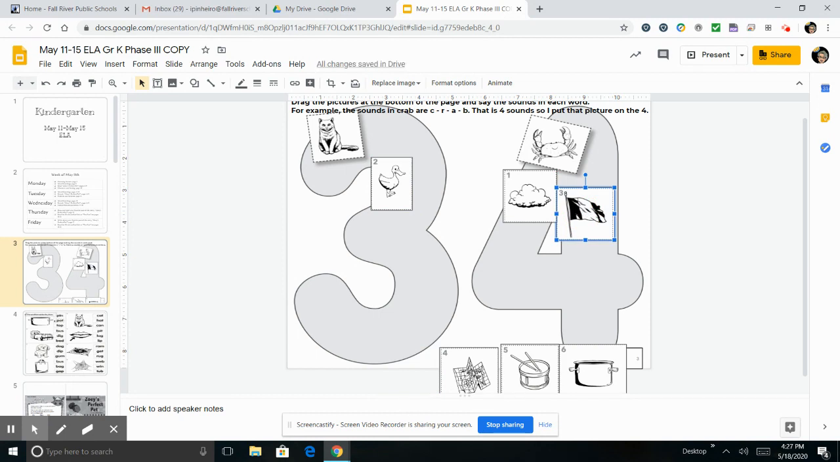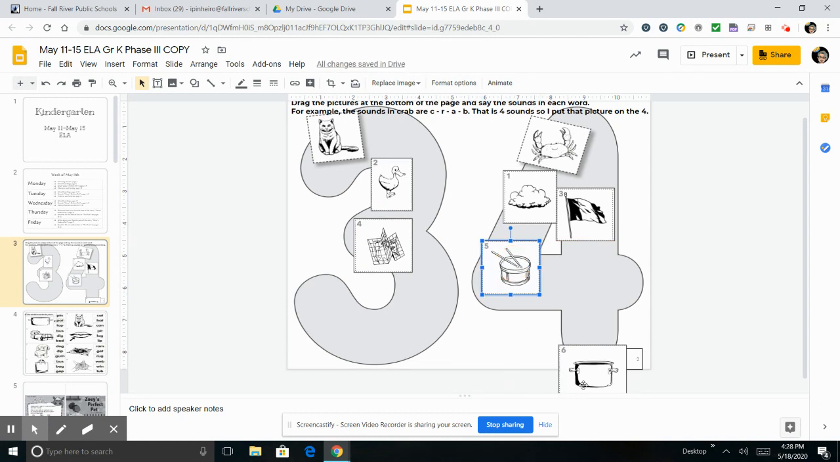Map, m-a-p, map. 3 sounds in the word map. Drum, d-r-u-m, drum. There are 4 sounds in the word drum. And pot, p-o-t, 3 sounds in the word pot.